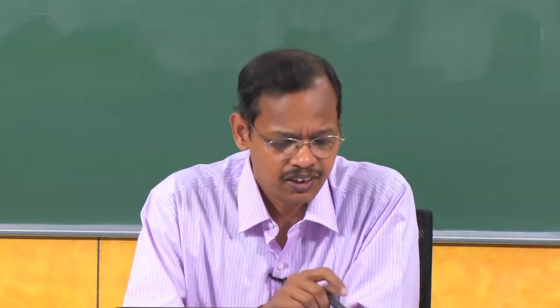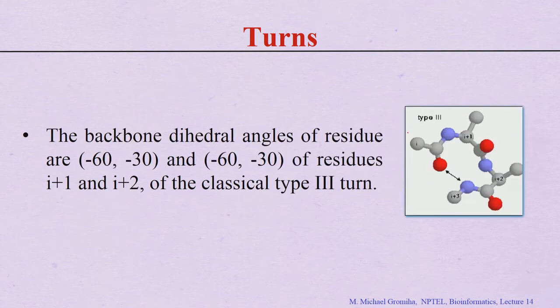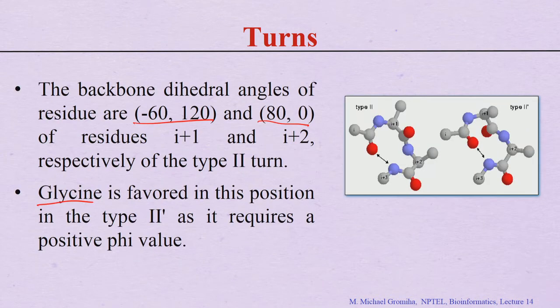Then in type 2 turns, the dihedral angles are minus 60, 120, and 80, 0 for I plus 1 and I plus 2. In this case glycine is the favored residue for type 2 turns. Here you can see the difference: the atoms change the direction of the oxygens. So this is called type 2 and type 2 dash, with negative and positive dihedrals. Glycine is frequently occurring in type 2 turns.